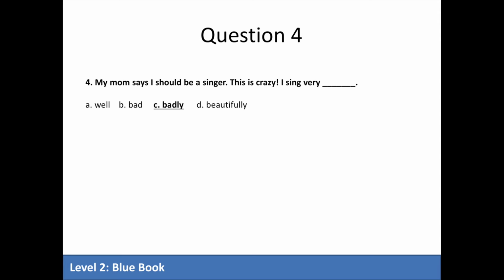Question 4. My mom says I should be a singer. This is crazy. I sing very blank. Again, in this statement, we have a clue. My mom thinks I should sing, but I think it's crazy. That means I'm not a good singer. So we need the adverb, C, badly.